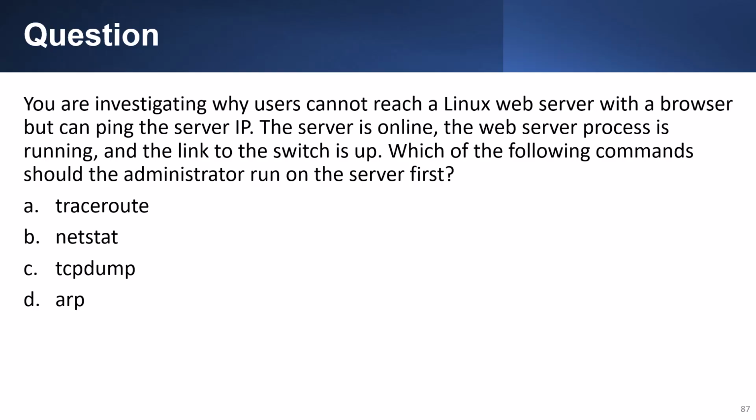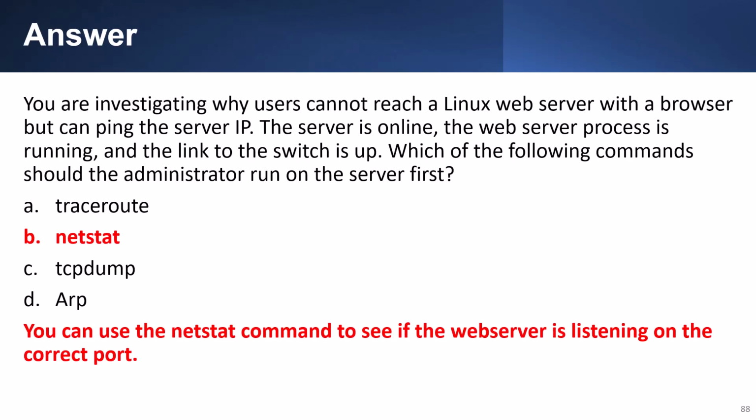Question: you're investigating why users cannot reach a Linux web server with a browser but can ping the server IP. The server is online, the web server process is running, and the link to the switch is up. Which of the following commands should the administrator run on the server first? Answer: netstat. You can use the netstat command to see if the web server is listening on the correct port.